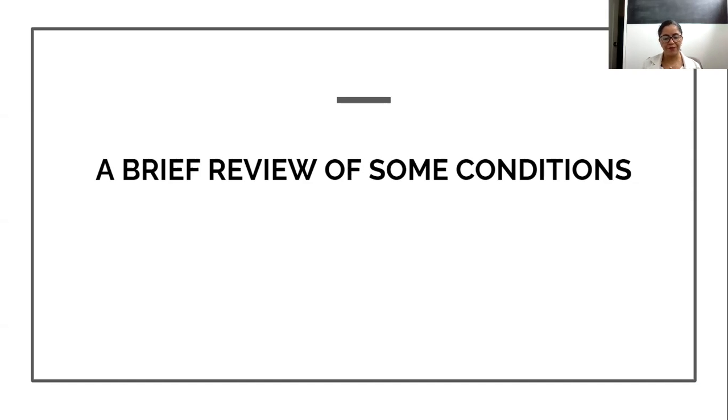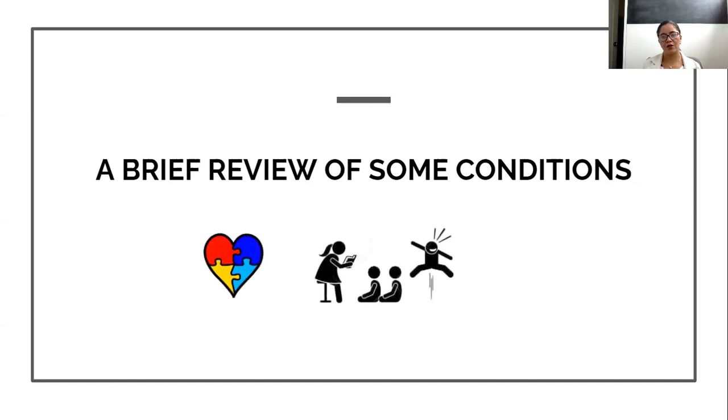Okay, very quickly, I would like to give you a brief review of some conditions, especially the ones that we are working on at our project. So I'm going to talk to you about autism spectrum disorder. That's the first pictogram. The second one is ADHD, or attention deficit hyperactivity disorder. And the final one is Down syndrome.